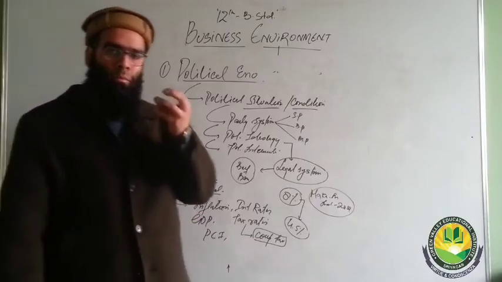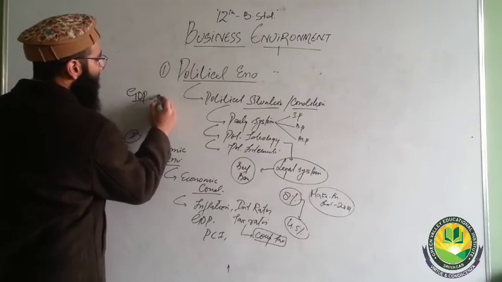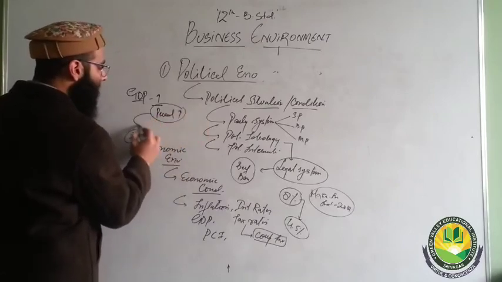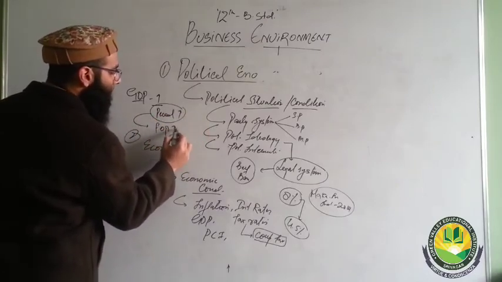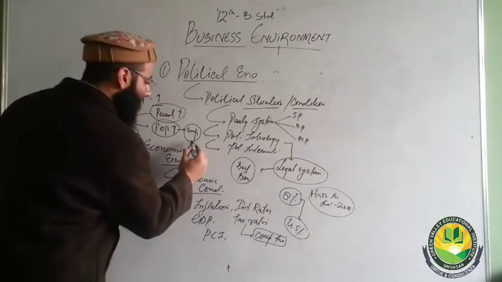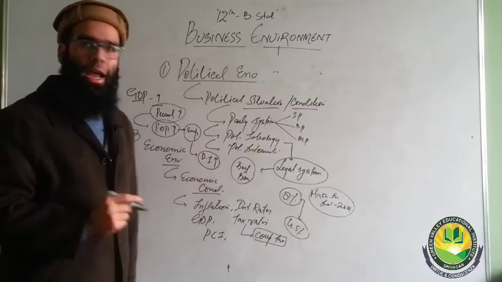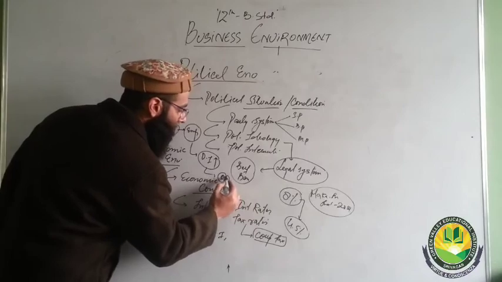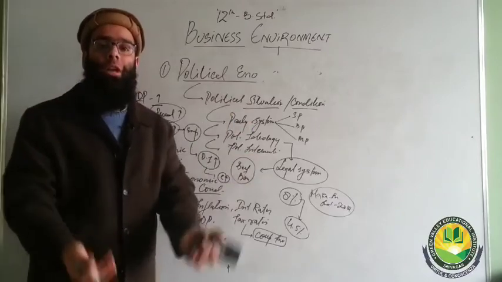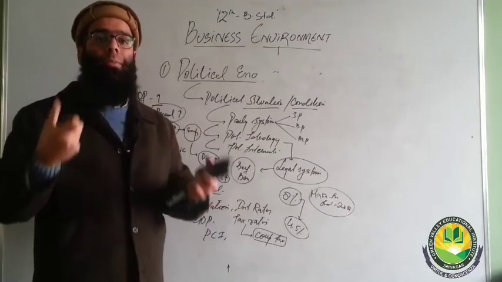For example, if GDP is high, that means growth rate is high, which refers to production being high. And if production is high, factors of production are increased, which creates employment. And if employment is high, it will create higher disposable income. And if disposable income is high, it means my consumption is high. So people are spending more, people are consuming more, creating an opportunity for the businesses to open new firms, to diversify their business, to expand their business.